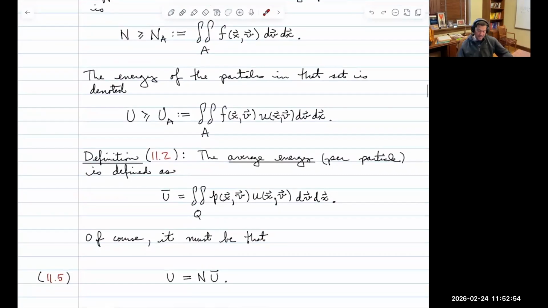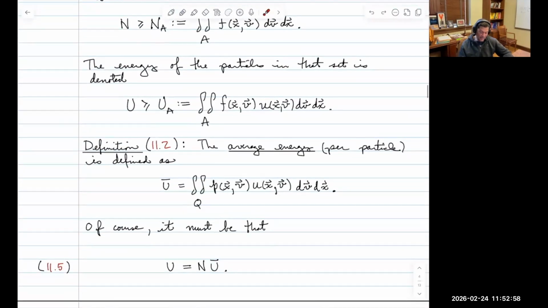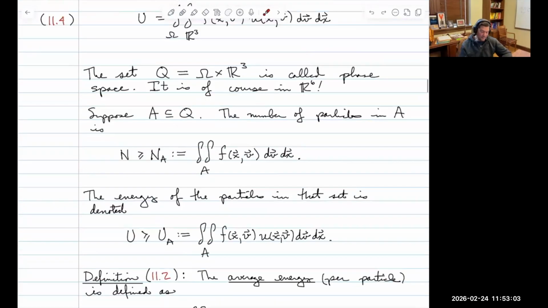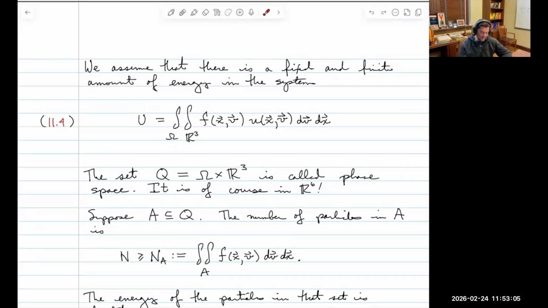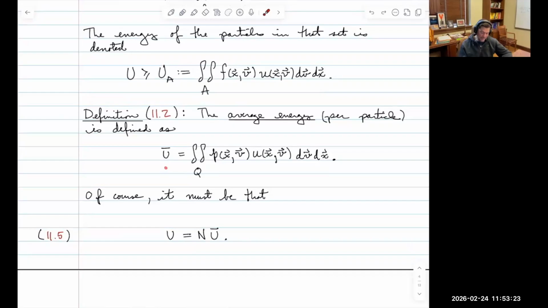I can define something called the average energy. So this is the total energy. The average energy is what? So the average energy would be, I could just divide this by n. But what if I divide this by n? I've got to do that to the integrand as well. It doesn't make sense to divide this by n. But when I do that, this just becomes the probability function. So I'll give this a name. U over n, I'm going to call u bar. Okay, so u bar is the integral over all of phase space.